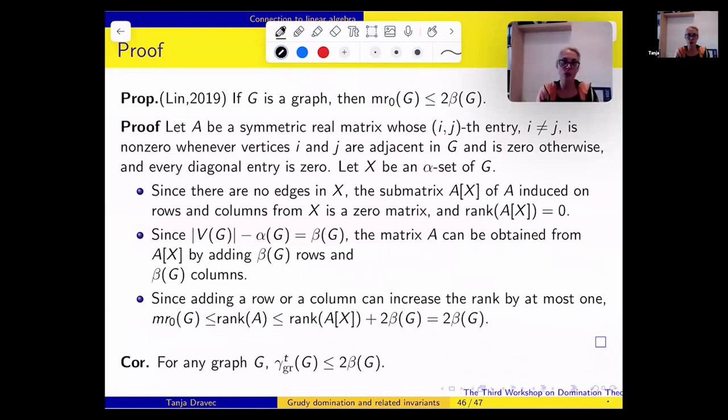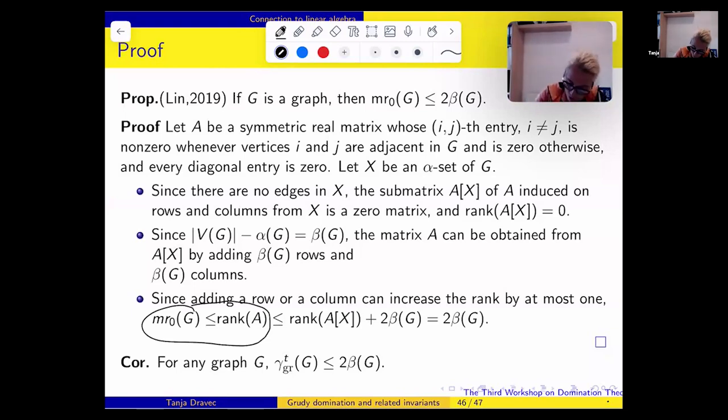So what do we do? We take a symmetric real matrix A, whose ij entry is non-zero whenever vertices i and j are adjacent in a graph G, and is zero otherwise, and we put zeros on the diagonal. So A is an arbitrary such matrix, and that's the reason that we get this inequality. Of course, zero minimum rank is then at most rank of A, because zero minimum rank is the smallest possible rank among all such matrices, but A is just one such matrix, okay? And we get this inequality.